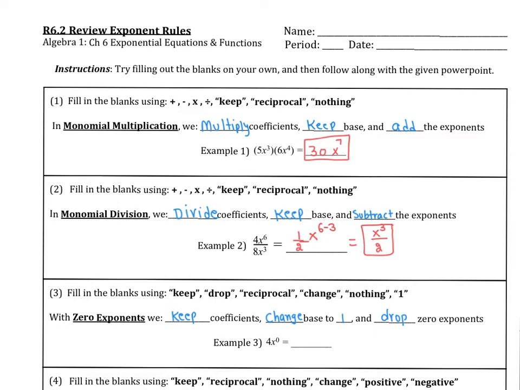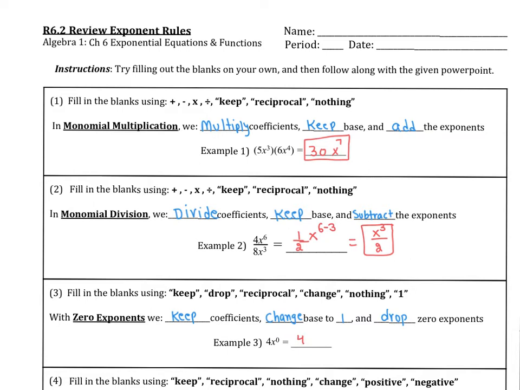Now for number 3, you're going to fill in the blank for 0 exponent. For 0 exponent, anytime you find 0 on exponent, we're going to keep that coefficient, change the base to 1, and drop the 0 exponent. So what do we have here is 4. So we will keep the coefficient because it doesn't have any exponent.